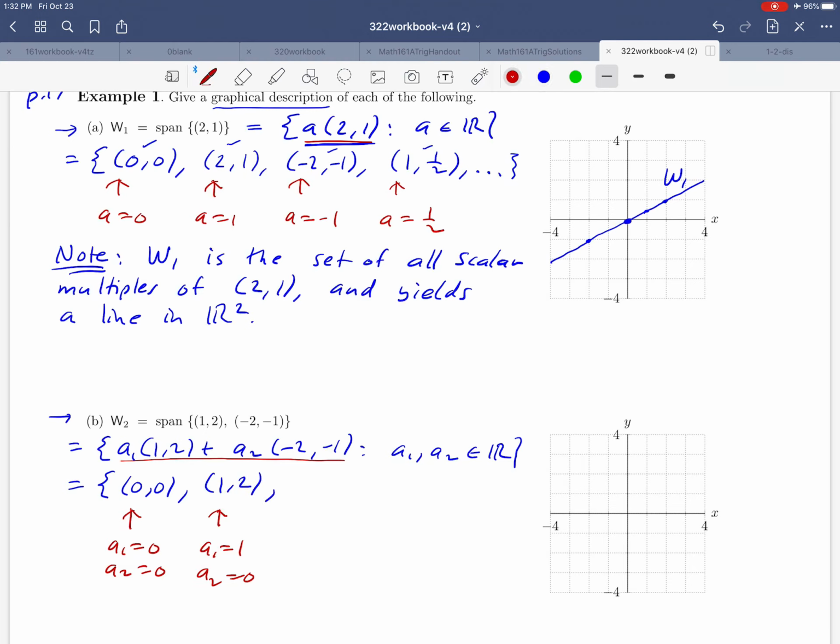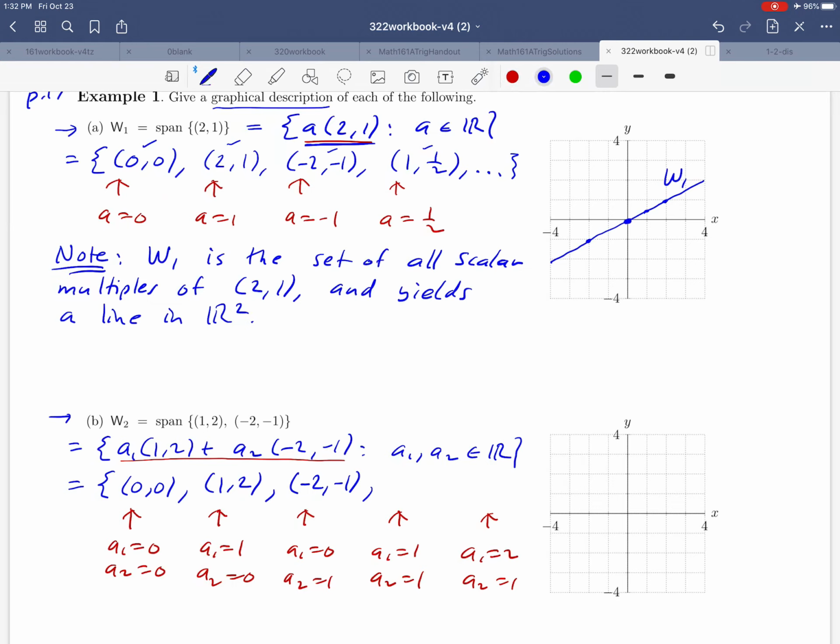Okay, I'm going to keep going with a couple of combinations here. So what if we chose a1 to be 0 and a2 to be 1? Well, if we do that, we're going to get the second vector on our list. The first one's going to disappear, so we'll just get (-2, -1). Okay, and I'm going to choose two more combinations. So we could maybe choose a1 and a2 both to be 1, and then a1 to be 2 and a2 to be 1.